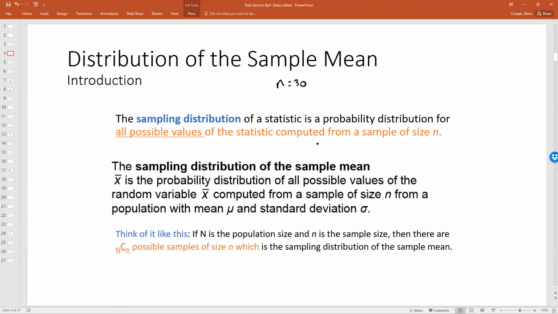Okay, so once you figure out what your sample size n is going to be, then you've established a basic notion that you need to create a distribution of sample means. Because what you're going to do is pull all of the samples of size 30 that you can from your population, and you're going to get X bar for each of those groups of 30. So we call the sampling distribution a probability distribution for all the possible values of the statistic computed from a sample size of n.